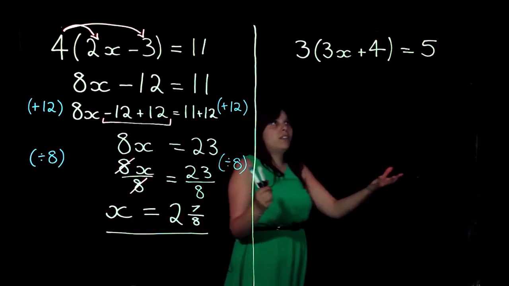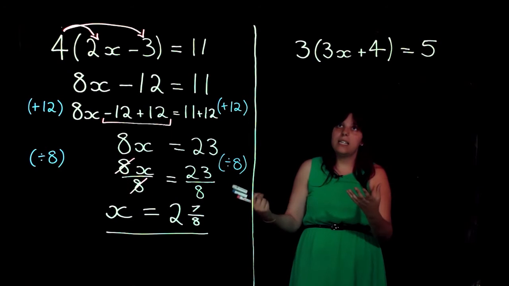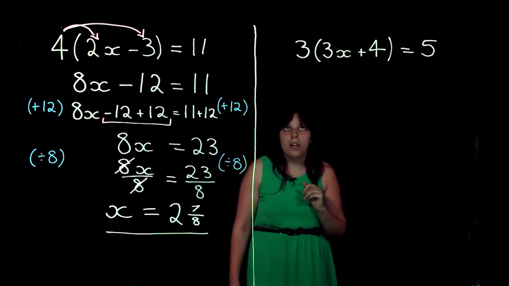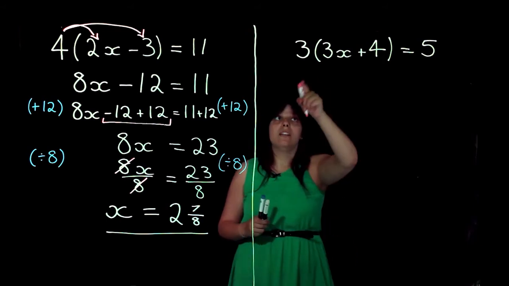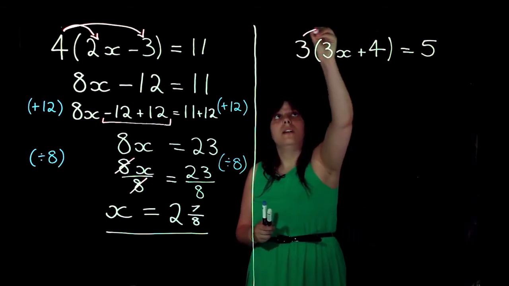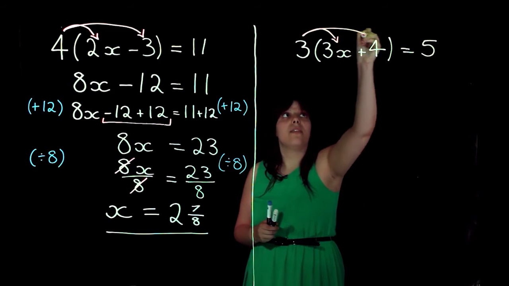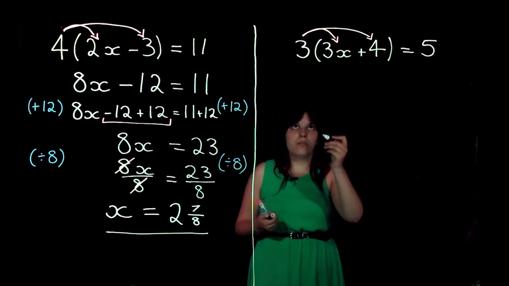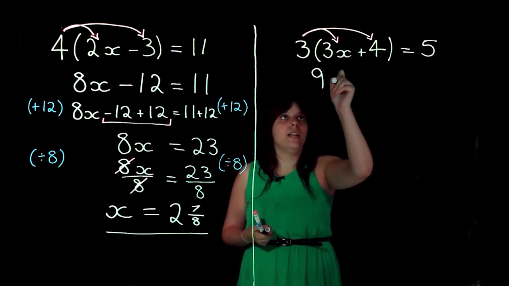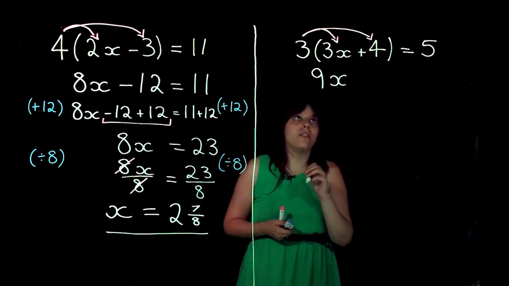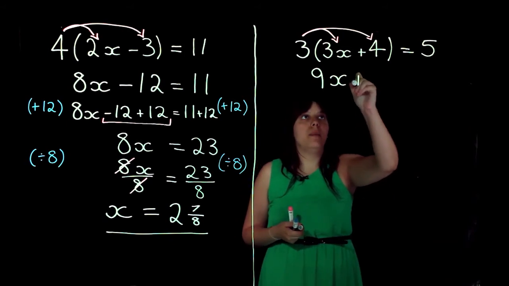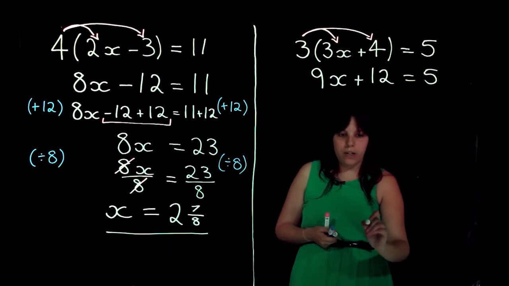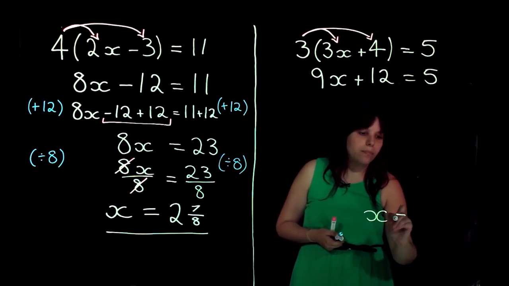Now, if I go over to this one, I do exactly the same thing as in the last one. I've got 3 lots of 3x plus 4. So that means 3 times 3x plus 4. So that's 3 times 3x and 3 times plus 4. So 3 times 3x is going to give me 9x. And 3 times plus 4 is going to give me plus 12. And that equals 5.